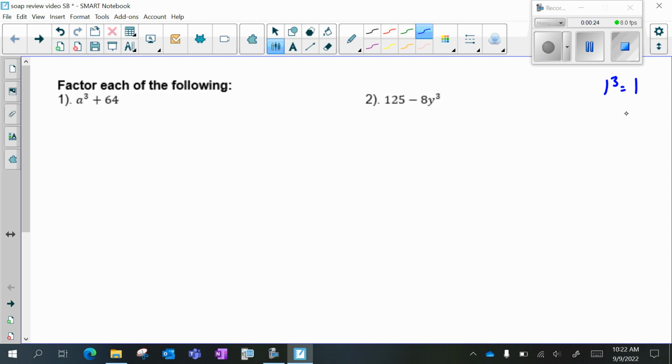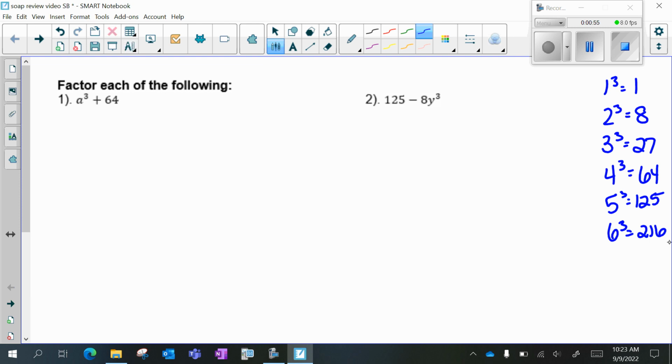1 cubed is 1, 2 cubed is 8, 3 cubed is 27, 4 cubed is 64, 5 cubed is 125, 6 cubed is 216, and just get familiar with them because it makes it easier. Also remember that to cube root a variable, you divide your exponent by 3.